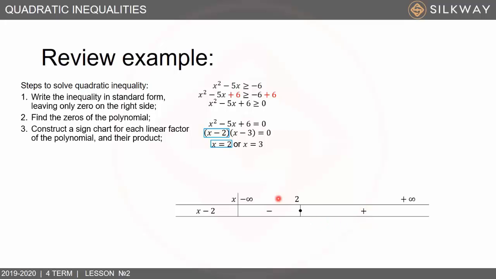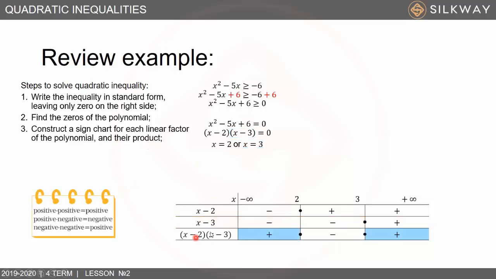And then let's put one number. For example, 0. 0 minus 2 is minus 2, and minus 2 is a negative number. From that we here write minus. Okay, and then we do these steps for the second factor, and then we write here their product. To write the signs here, we just multiply these signs.